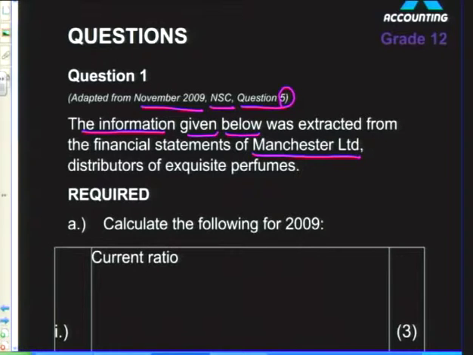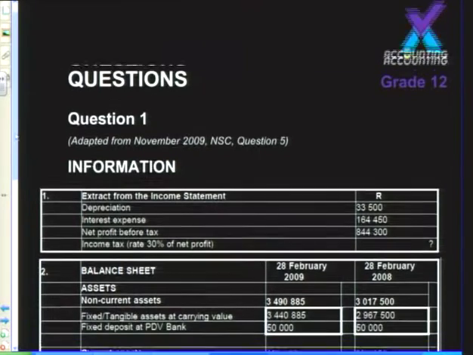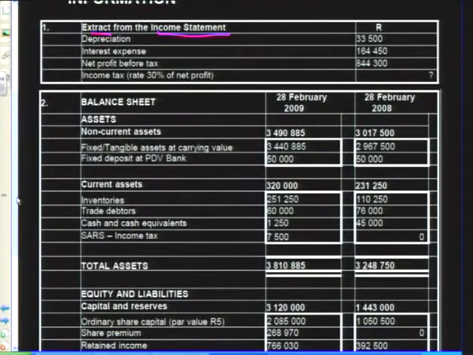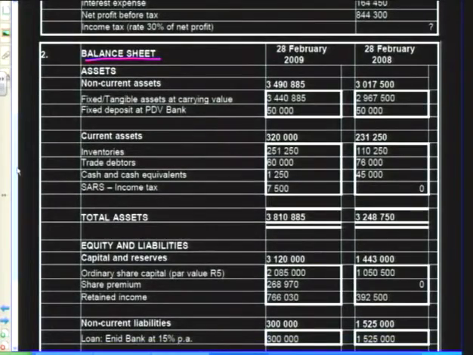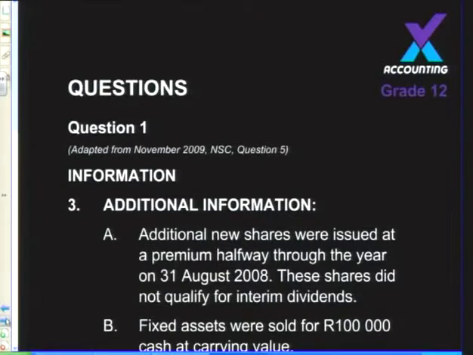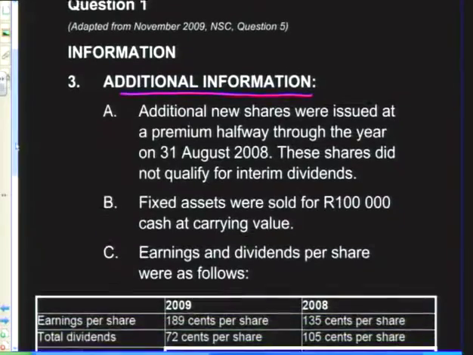And then we've got our required, but before we look at the required, I think let's go through the information first, because it's on a separate slide. So this is the information that has been given to us. We've got an extract of the income statement given to us, guys. Then there is the balance sheet, and looking at this balance sheet, it's a completed balance sheet that is given to us. Okay, and then on the next page, we then have some additional information as well, all the way down through.